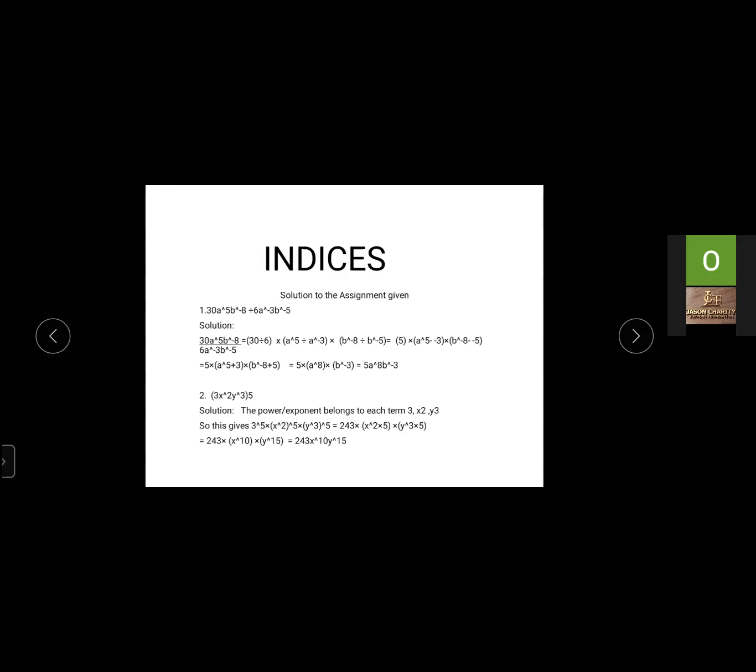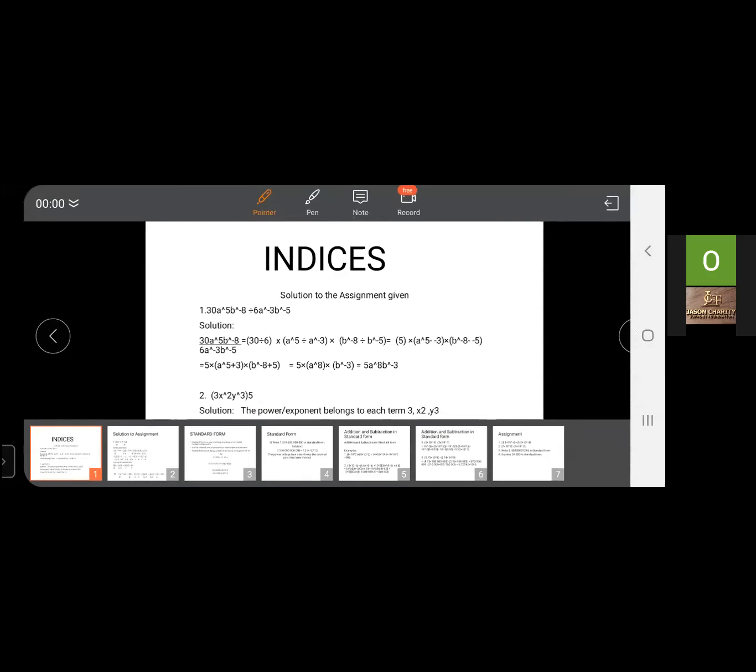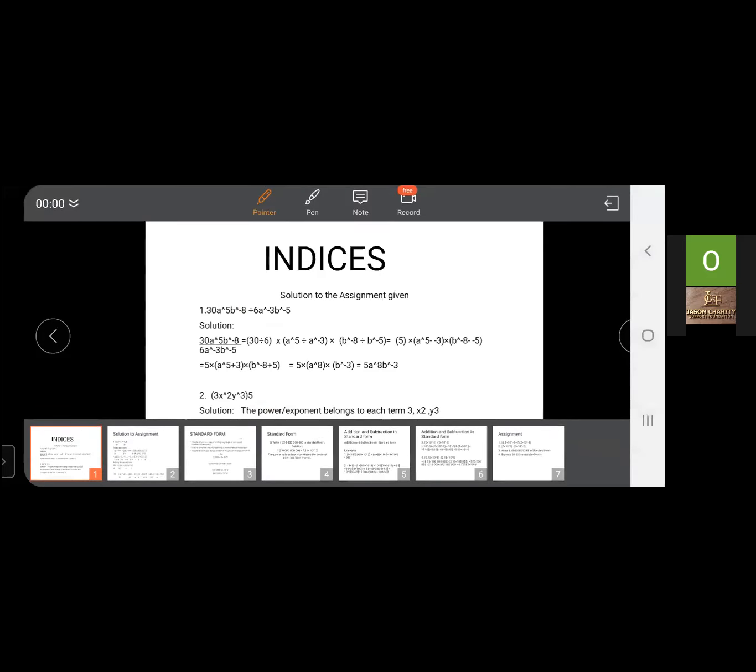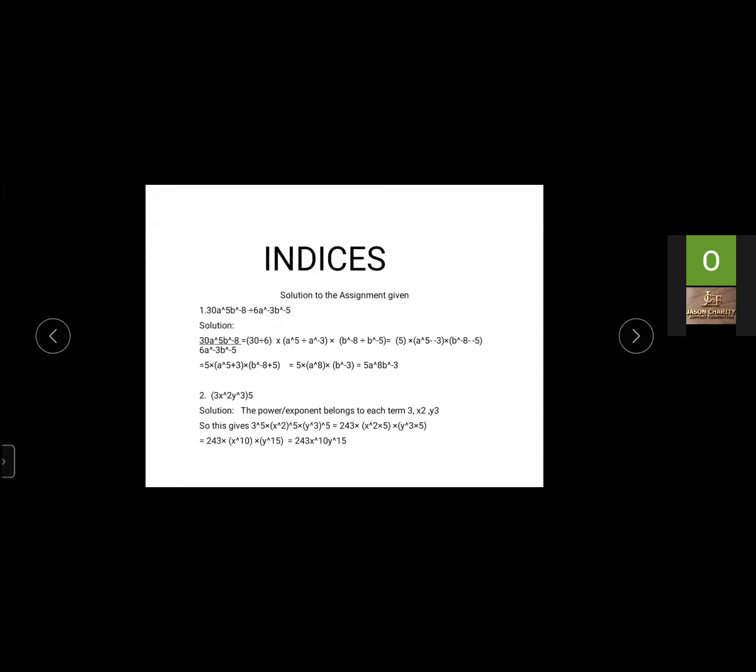So this gives us 3 raised to power 5. Expanding the bracket, we have 3 raised to power 5 times x raised to the power of 2 raised to the power of 5 times y raised to the power of 3 raised to the power of 5.